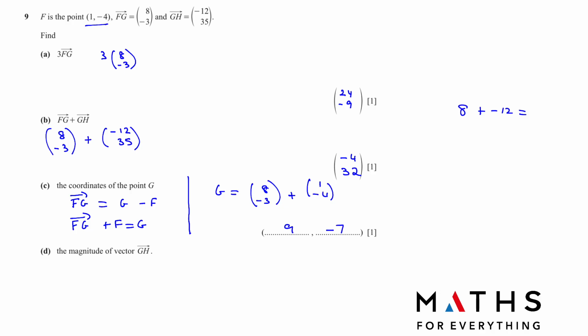Part D, we need to find the magnitude of the vector GH. To find the magnitude, the components that we have, we will square them, put a plus in the middle, and square root the answer, which is 37.